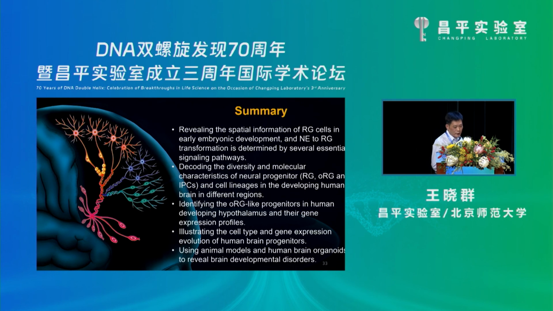And also we can decode the diversity and molecular characteristics of neural progenitor cells, like RG cells, oRG cells, and IPC cells, and all related cell lineages in the developing human brain in different regions. We can also illustrate the cell type and gene expression evolution of human brain progenitors, which can help us understand how the brain gets bigger, and how the brain gets the high function for us to be human. I would like to stop here.